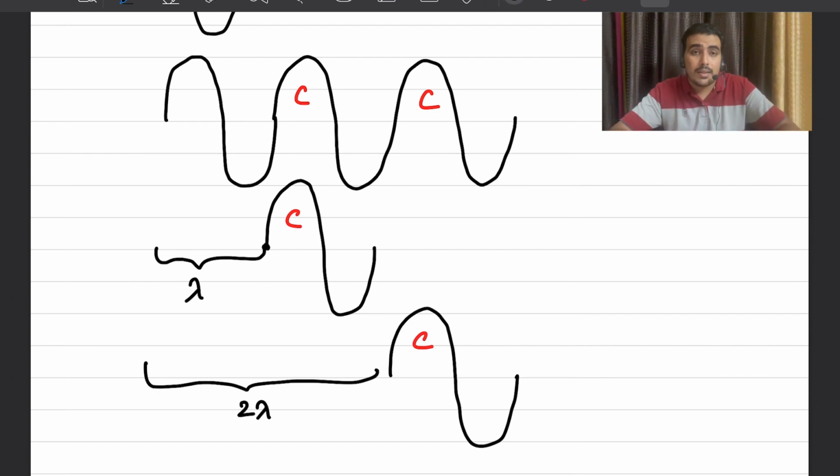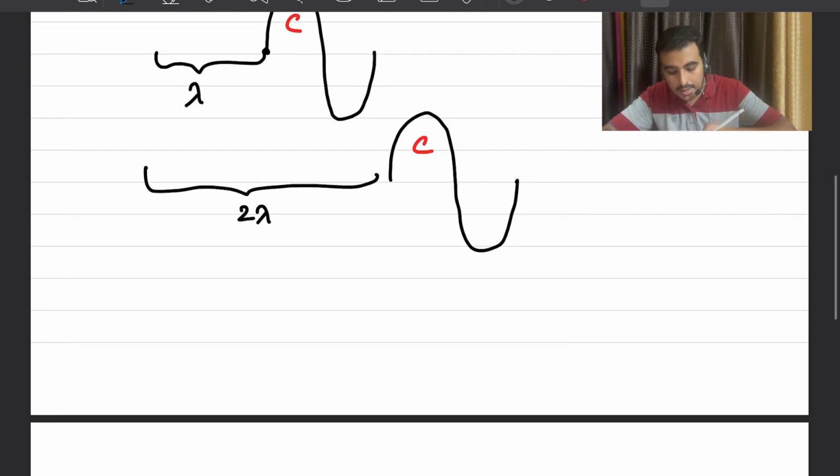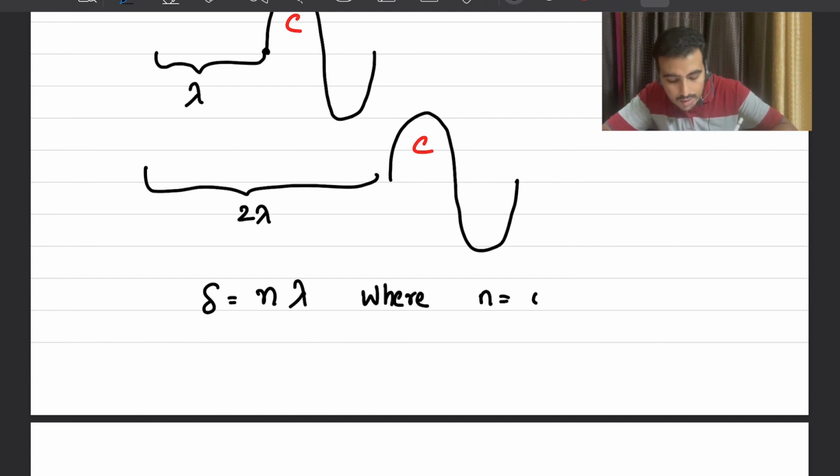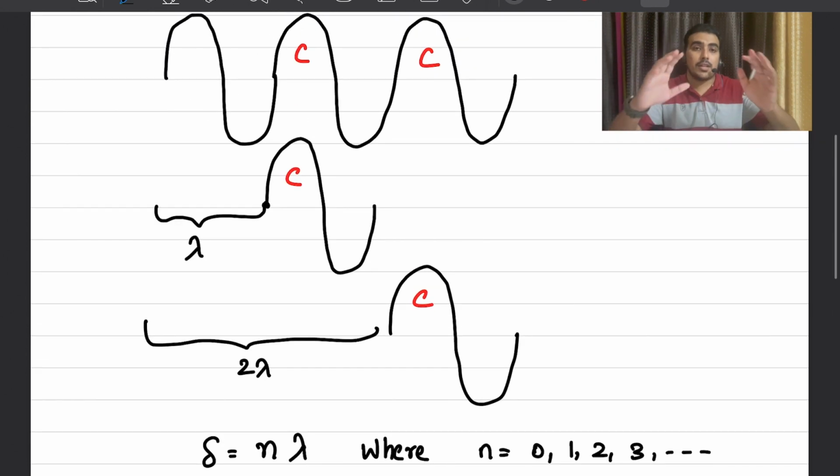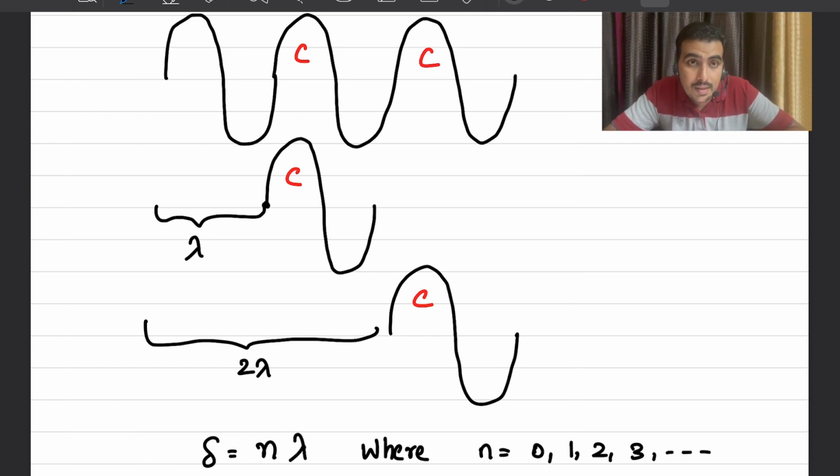That means the condition for constructive interference or obtaining a bright band is that the second wave should start with a path difference of lambda or 2 lambda, even at 0. So we can say from 0, lambda, 2 lambda, and so on. Thus we can generalize the condition as path difference delta equal to an integer multiple of the wavelength, n lambda, where n equals 0, 1, 2, 3, etc. That's the condition for obtaining a bright band. Understood? That's how you get a constructive interference pattern.